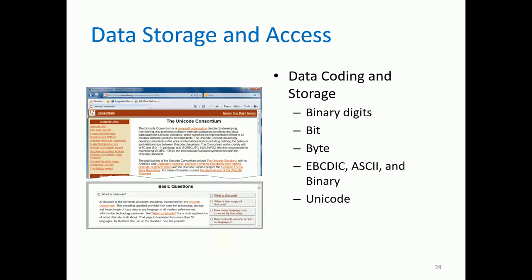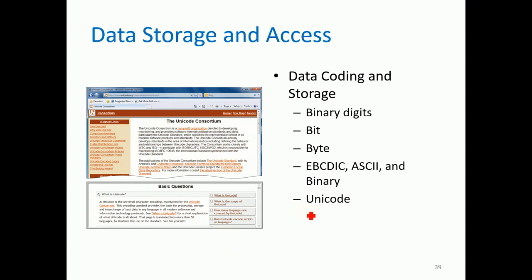For data coding and storage, we can use binary digits, by means of zeros and ones. We have a bit, of course, which is a zero or a one, and a byte is equal to 8 bits. We can also use EBCDIC, the Extended Binary Coded Decimal Interchange Code. We have ASCII, the American Standard Code for Information Interchange, and binary.